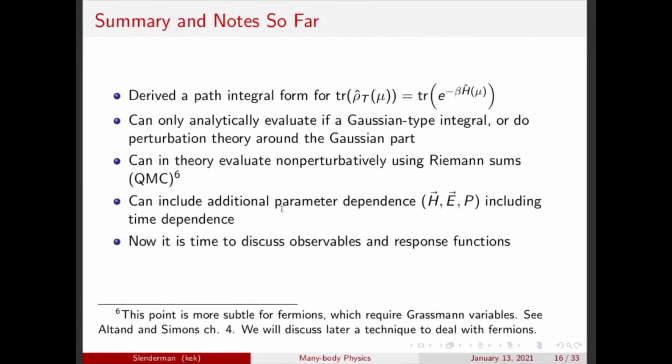We can even include additional parameters in our Hamiltonian, like magnetic or electric fields or a pressure, including time dependence in our Hamiltonian if we like. And before I move on to discussing more observables and response functions, does anyone have any questions or comments?